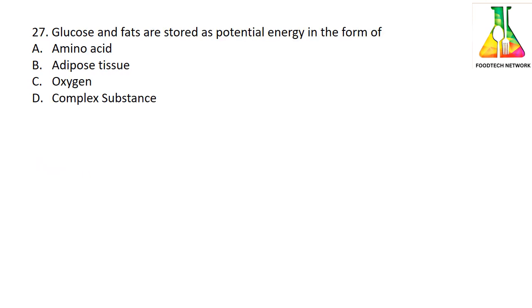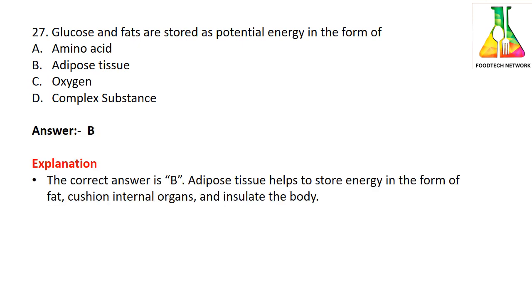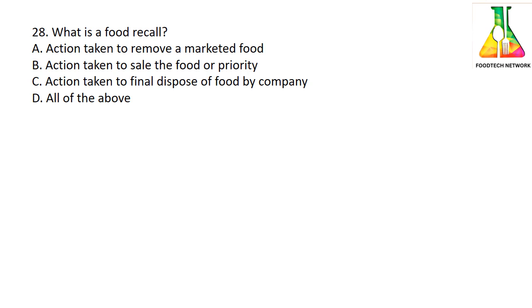7. Glucose and fats are stored as a potential energy in the form of option A amino acid, option B adipose tissues, option C oxygen, and option D complex substances. Option B, that is adipose tissues. Adipose tissues basically help to store energy in the form of fat, cushion internal organs and insulate the body.